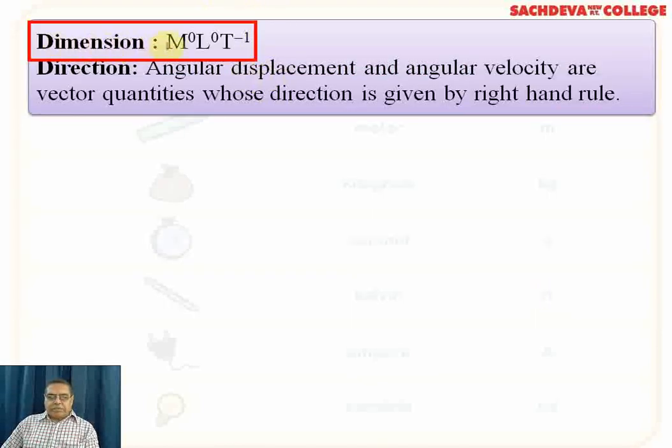The dimensions will be M naught, L naught, T minus 1. That is the inverse of time.